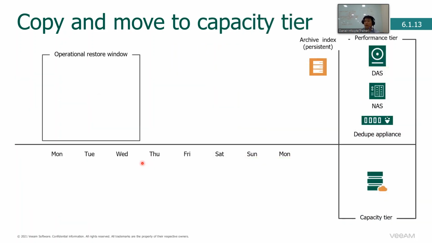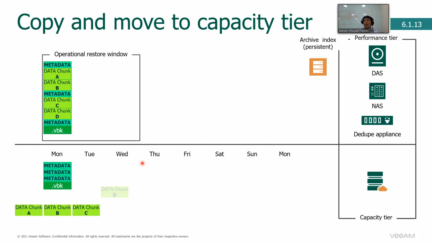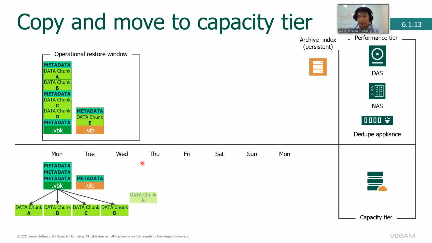So you will see here, when I have copy and move to capacity tier enabled, when my backup data is created in the performance tier, I will utilize copy mode to send an additional backup copy to the capacity tier. So using this, just like a normal copy to capacity tier option, I'm able to keep an additional backup to fulfill the 3-2-1 rule. Okay. Same thing goes for your incremental backup data.